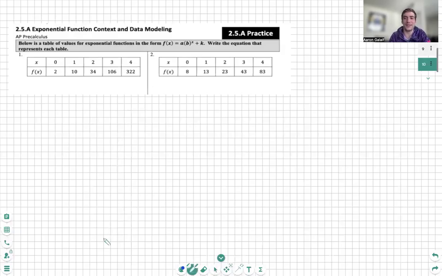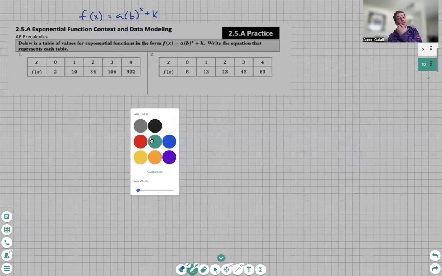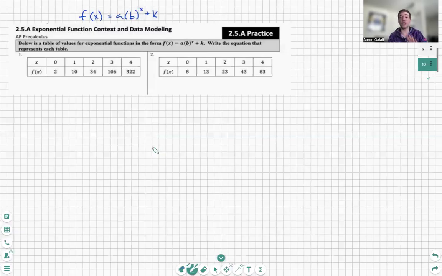Hello. In this video, we are going to go over solving the exponential form of f of x is equal to a times b to the x plus k. That is the form we're going to be solving given the xy charts of 1 and 2. So let's just jump straight into it. The first thing we need to find is b.